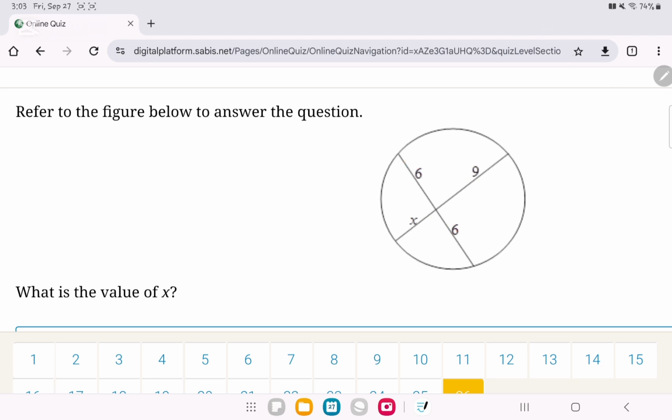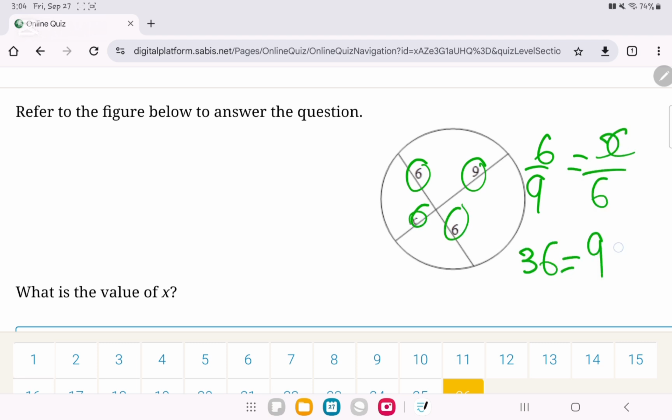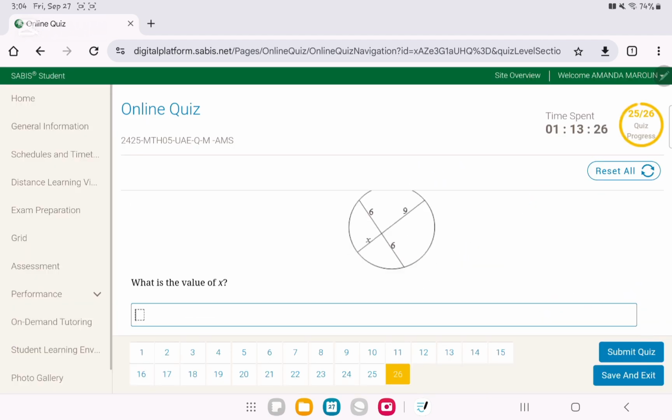So again, I'm gonna repeat. We can do 6 over 9 is equal to x over 6. So it's gonna be 36 is equal to 9x. So our x is equal to 4. And we finished, and I hope we didn't do any mistakes.